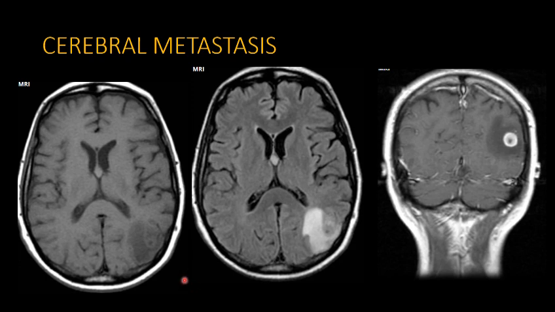This is an axial T1 weighted MR image showing a T1 isointense lesion with central hypointensity, and on FLAIR the lesion is isointense with central hypointensity and significant perilesional edema located in the left parieto-occipital region. And on coronal T1 post-contrast images, we can see the lesion shows homogeneous enhancement with central dot of non-enhancement, giving it a classical sign known as bull's eye sign seen in case of cerebral metastasis.